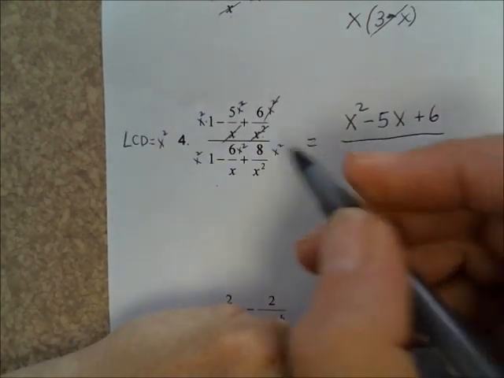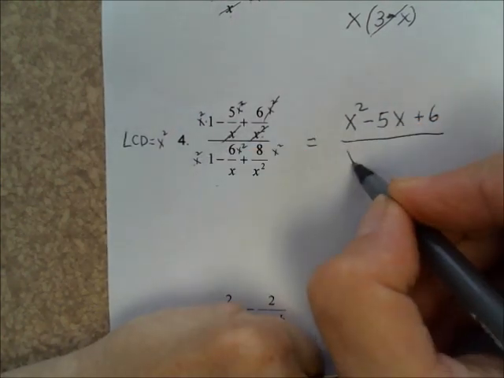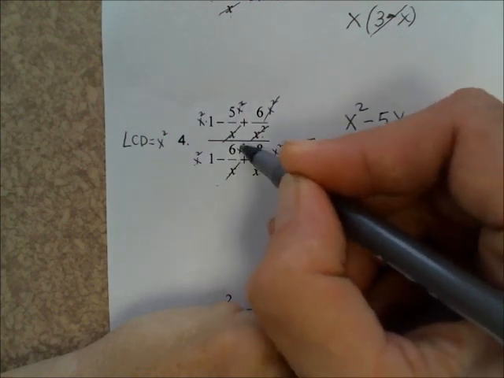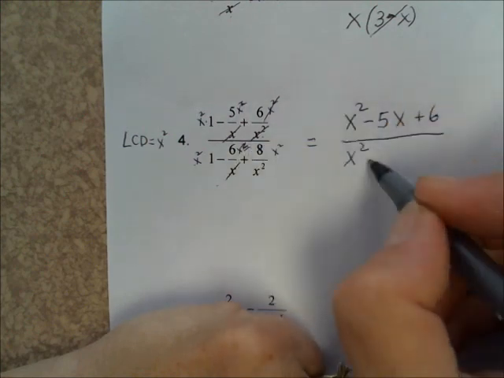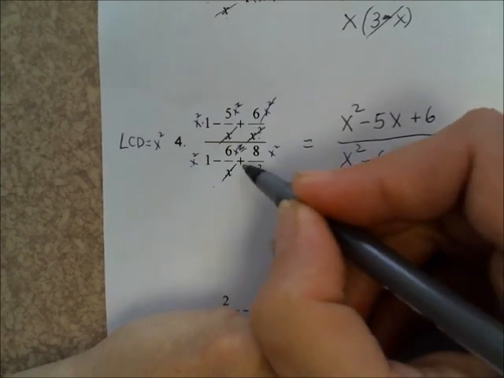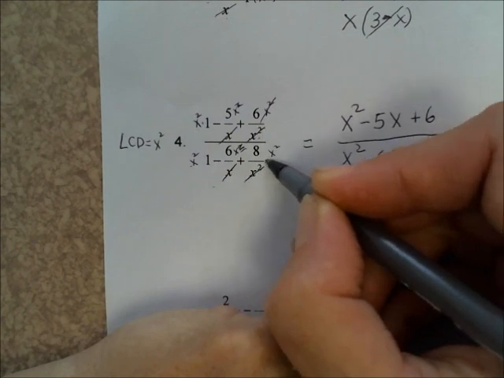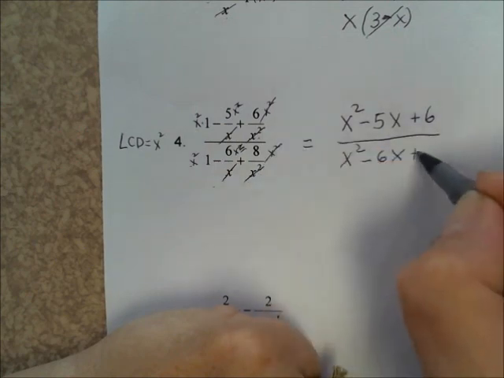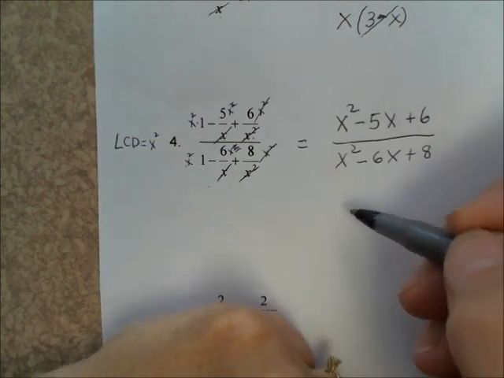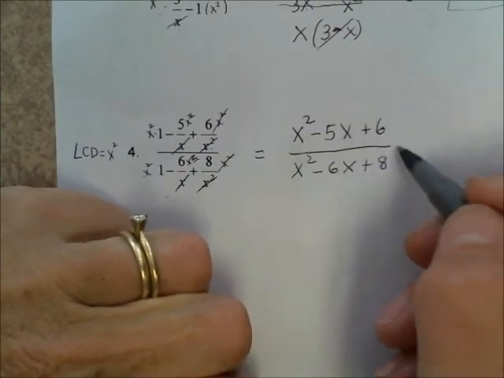On the bottom, x squared times 1 is x squared. X on the bottom cancels out with one of those two x's on the top, and you're left with minus 6x. And at the end, x squareds cancel, you're left with plus 8. Don't cancel out the x squares, they're terms, but you can see that this is factorable.